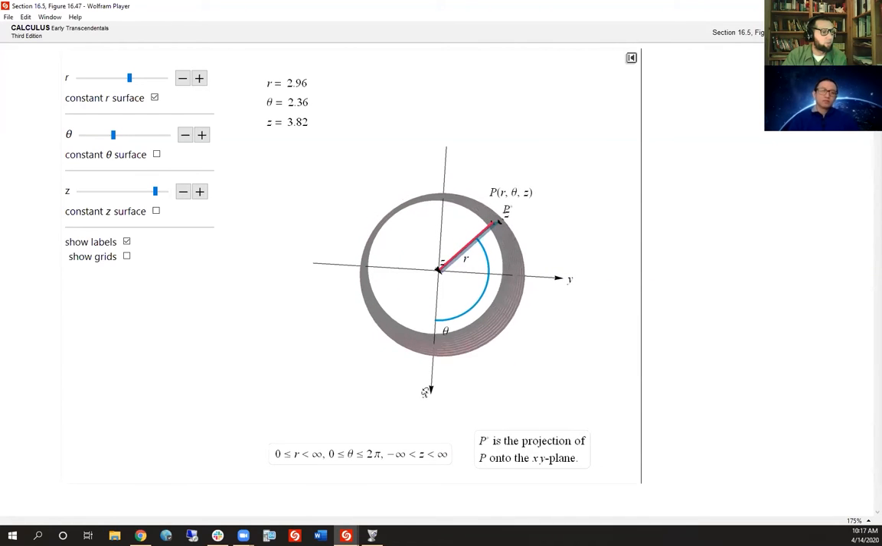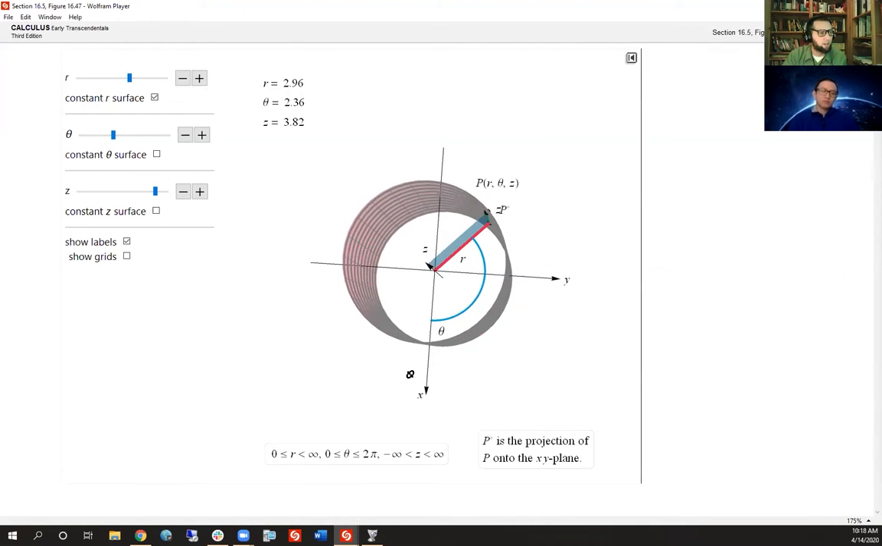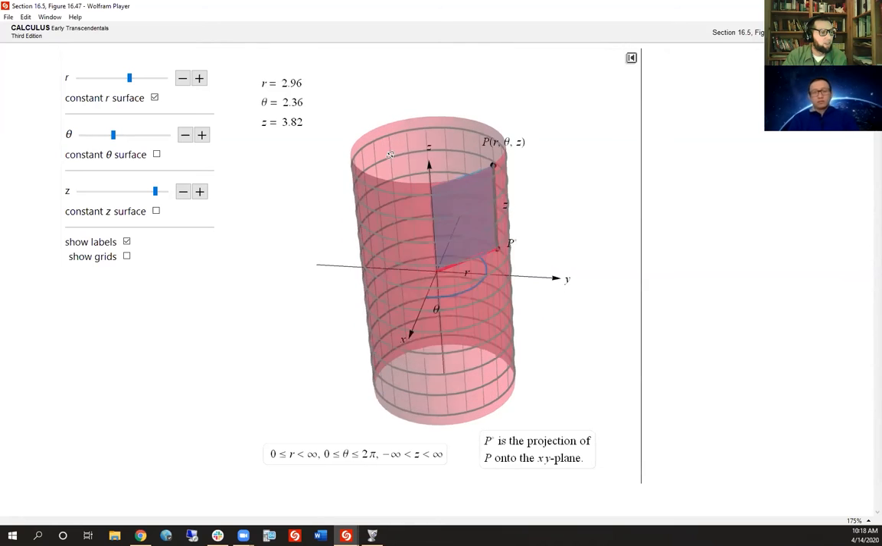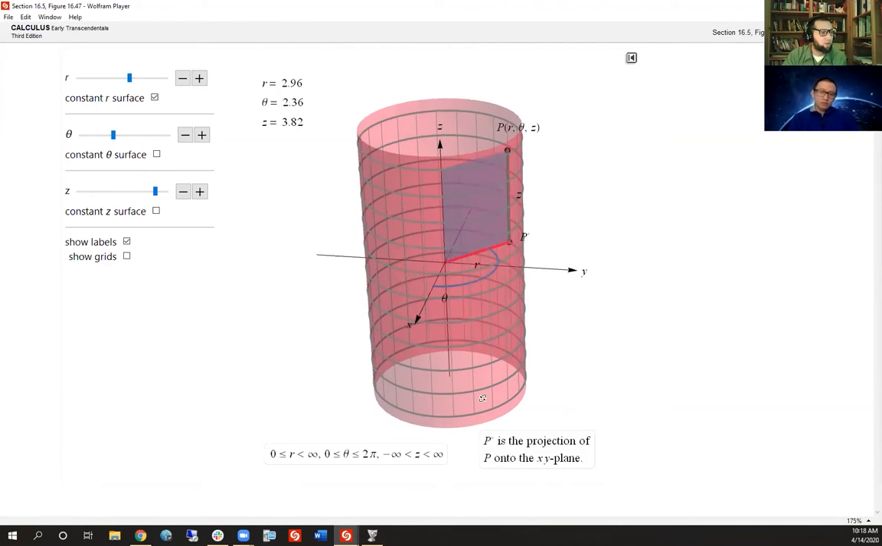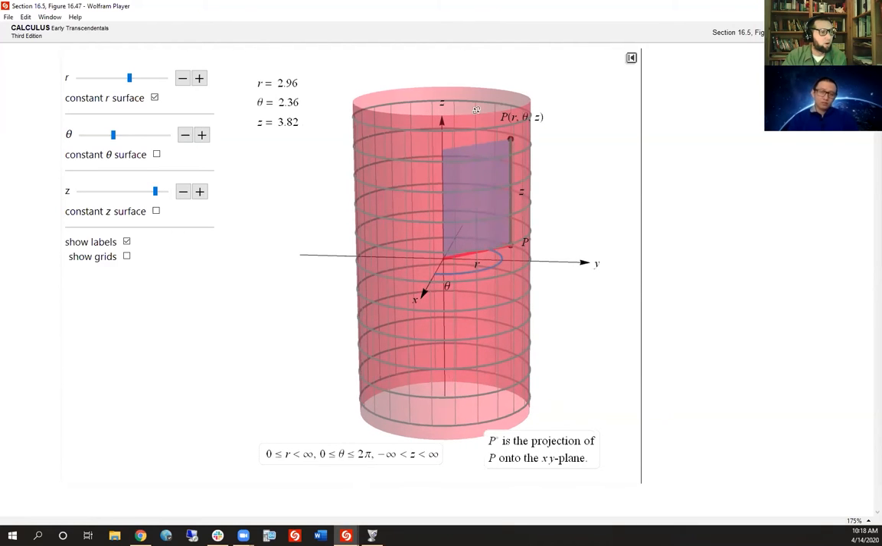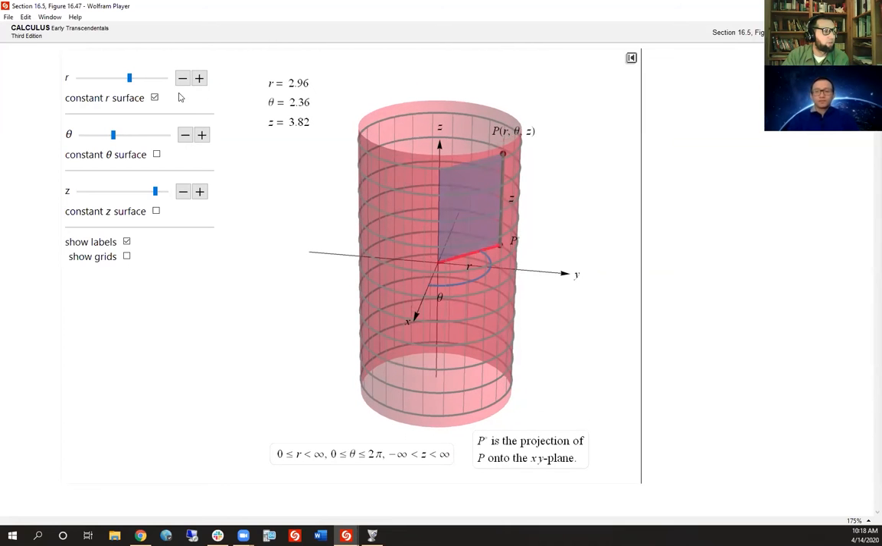So notice the radius of the cylinder is that same red length r, and so we get a circle, but then it has infinite height. It can go up infinitely, it can go down infinitely. Okay. So if r is a constant, you get a cylinder.